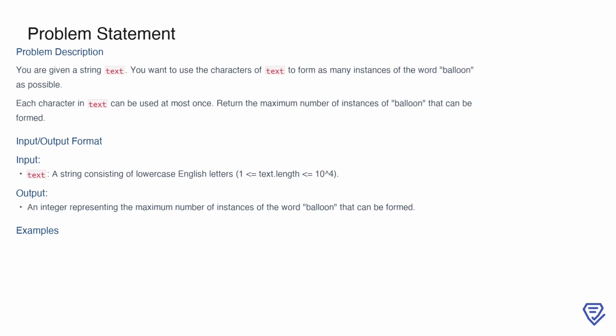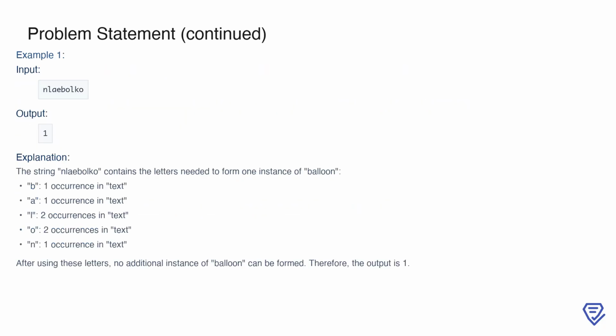To better understand the problem, let's consider the first example where the input string is LeetCode. Here, we analyze the frequency of each letter required to form the word balloon. The string contains 1 B, 1 A, 2 L's, 2 O's, and 1 N. Since each instance of balloon requires exactly 1 B, 1 A, 2 L's, 2 O's, and 1 N, we can see that this string has just enough of each letter to form one complete instance of balloon. After using these letters, no additional instance can be formed, so the output for this example is 1.